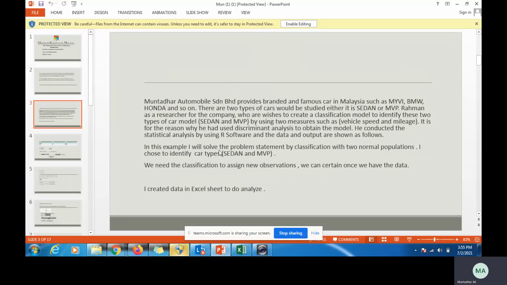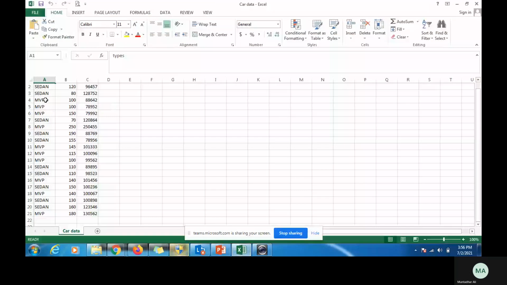In this example, I will solve the problem statement by classification with two normal populations, to identify car types, sedan and MPV. We need the classification to assign new observations. We can do this once we have the data. I created the data in an Excel sheet to analyze. This is my data, sedan, MPV, the speed and the mileage.